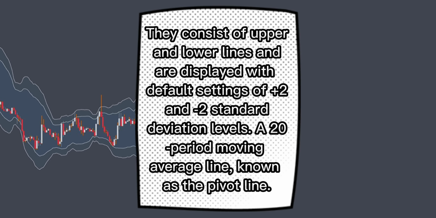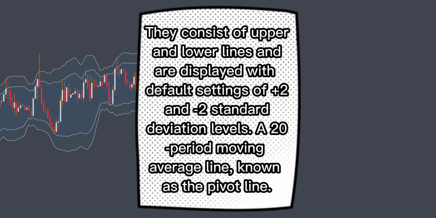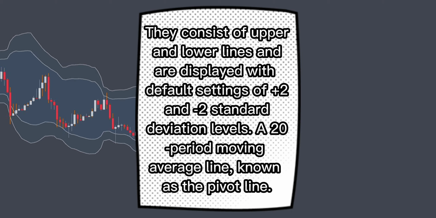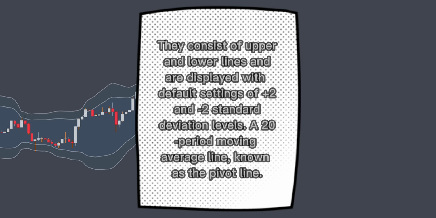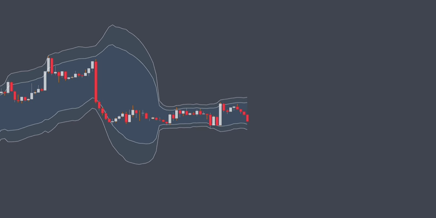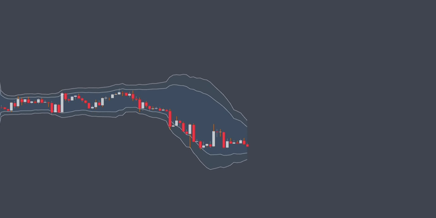They consist of upper and lower lines and are displayed with default settings of +2 and -2 standard deviation levels. A 20-period moving average line, known as the pivot line, passes through the middle of these two lines. Some traders use the pivot line, while others do not, as Bollinger Bands can be the basis for various strategies.